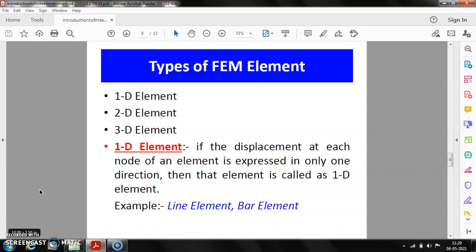So element and node is very important in finite element method. Okay, so here a 1D element is nothing but, if the displacement is expressed in only one direction, it is called a 1D element. Okay. Whether in the positive x direction or negative x direction, it is considered as a single displacement. It is called a 1D element. Here the examples are line element and bar element. We will discuss what this bar element and line element are in the next coming problems.